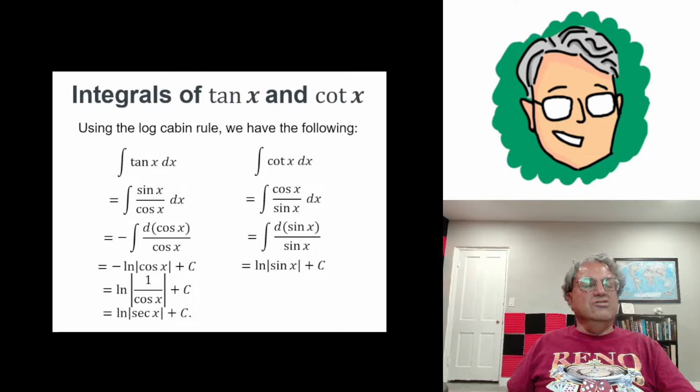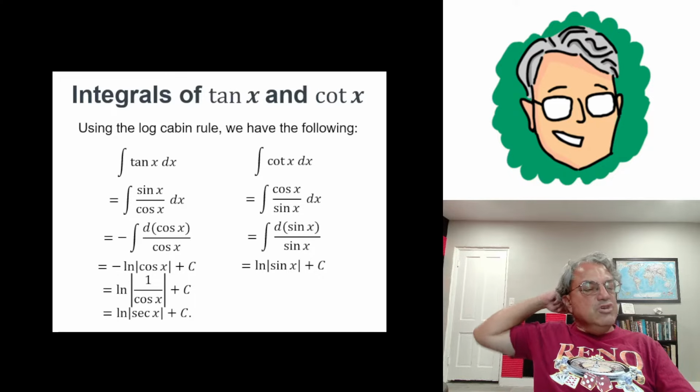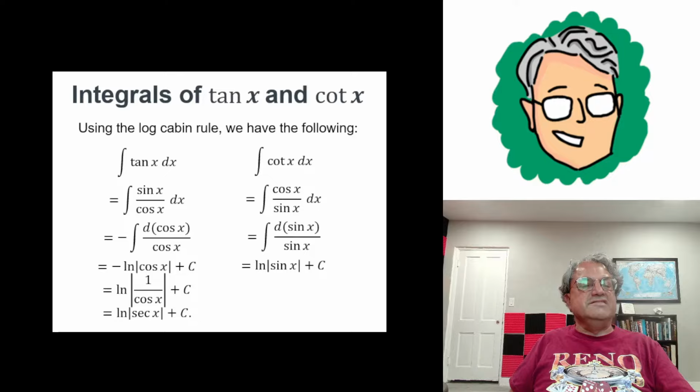And the integral of cotangent is very similar, same idea. Cotangent is cosine over sine. This time we don't have to worry about any minus signs because cosine is already the derivative of sine, so it's just d sine x over sine x. Again, we can apply the log cabin rule.